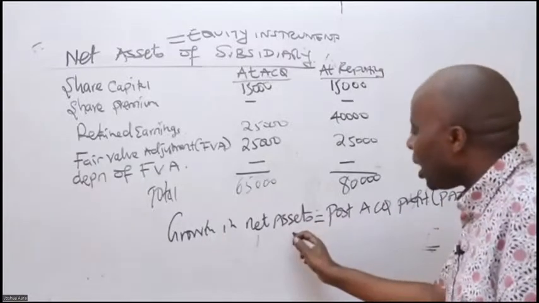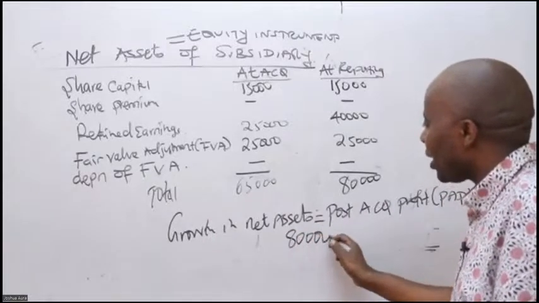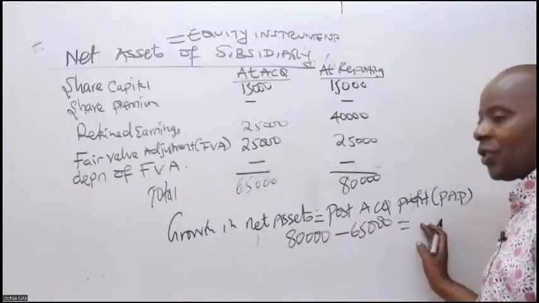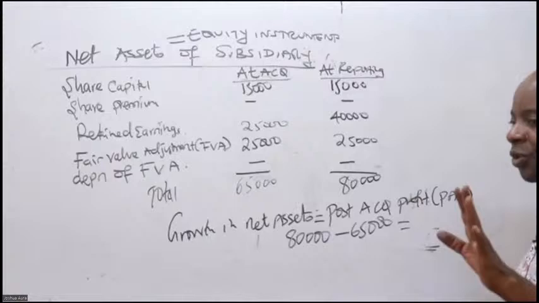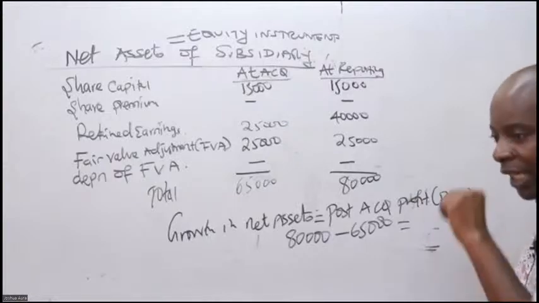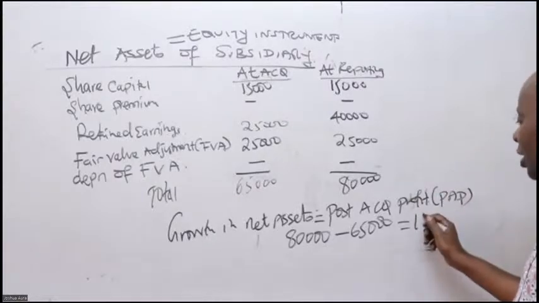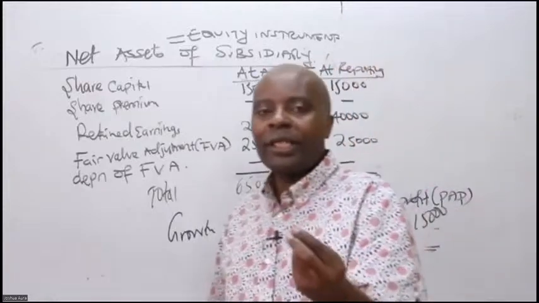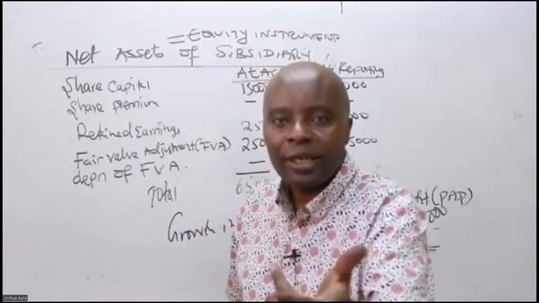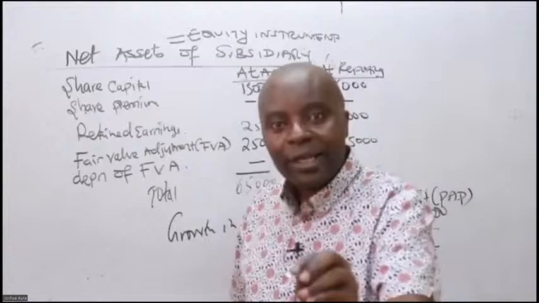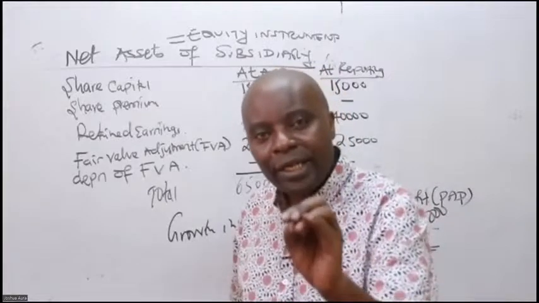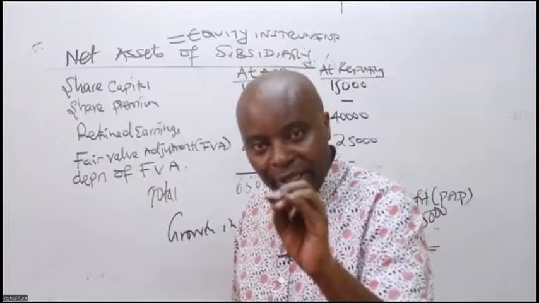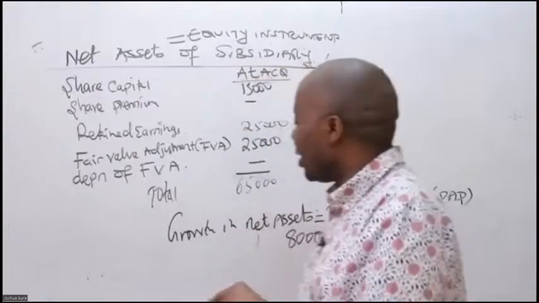So our PAP will be 80,000 minus 65,000. So could you kindly give me this answer? 15,000, thank you very much. So this is basically the wealth that the subsidiary has generated since it was acquired. The wealth must be shared out between the two owners of this company.